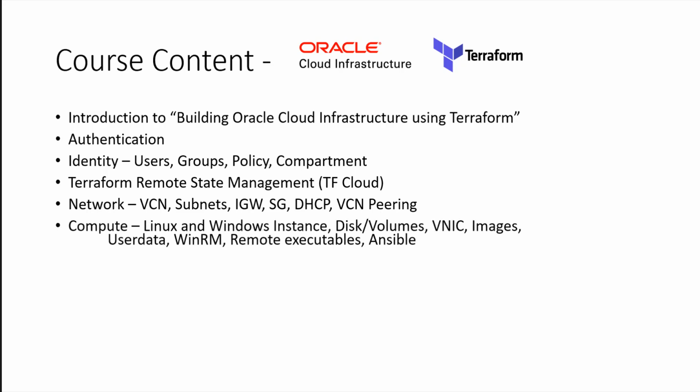Next we'll create networking resources like VCN (virtual cloud network), subnets, internet gateway, security groups, DHCP, and we'll also see how we can pair two VCNs using Terraform. And then we'll see compute. We're going to launch Linux and Windows instances, create and attach volumes, see how we can create VNIC images, and provide user data to a newly launched instance. Using Windows Remote Management, I'll show you how we can launch an instance and attach a volume to that instance using iSCSI.